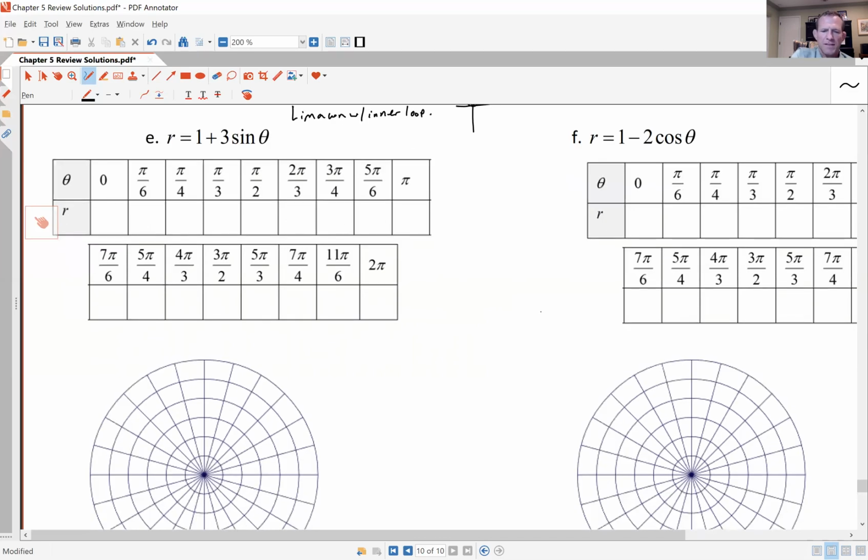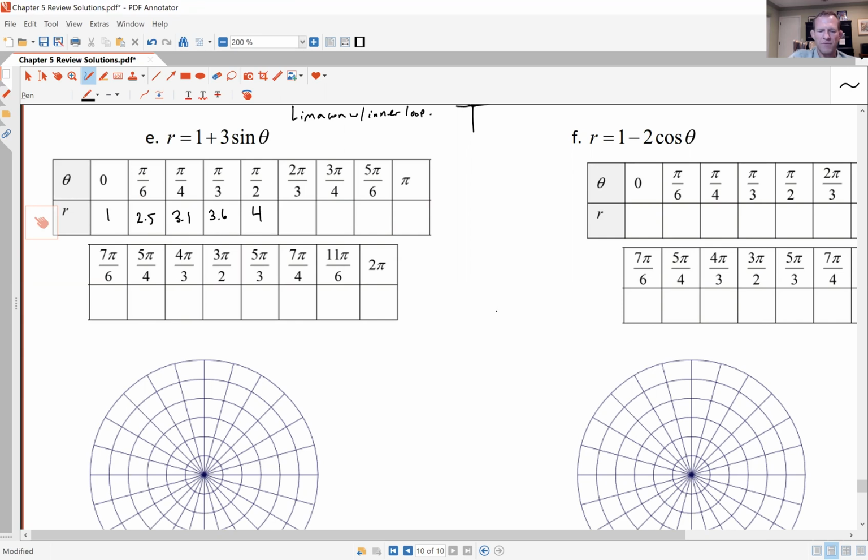All right, so theta equals 0, sine of 0 is 0, so this just gives us 1. Sine of pi over 6, that's 1/2 or 3/2. 1 plus 3/2 is 5/2. Pi over 4, that's root 2 over 2. 1 plus 3 times root 2 over 2 gives us around 3.1. Sine of 60 is root 3 over 2. 3 times root 3 over 2 plus 1 is around 3.6. Sine of pi over 2 is 1 times 3 plus 1 makes 4.